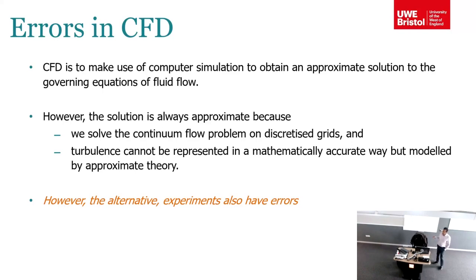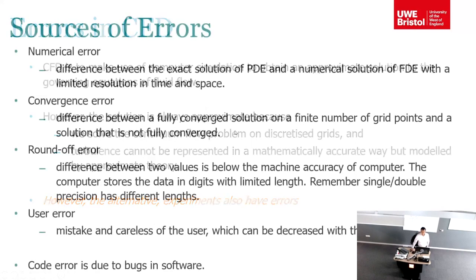One source of errors is that we use a discrete grid. If your grid is not good, that will lead to errors. And turbulence cannot be represented properly, which will also lead to errors. And then the other errors are because of wrong assumptions or wrong theory.